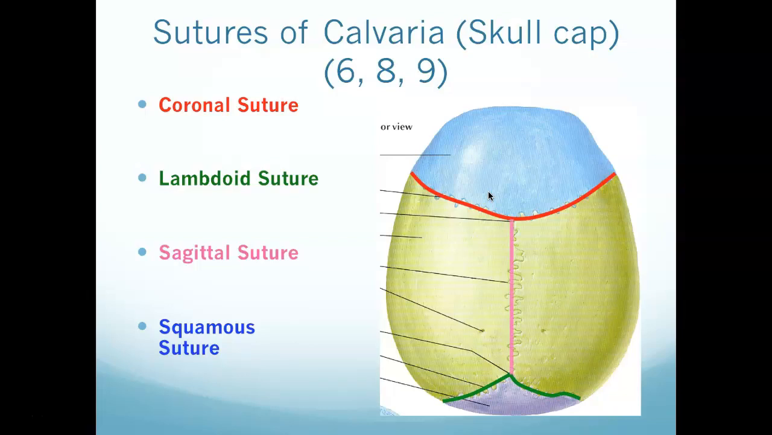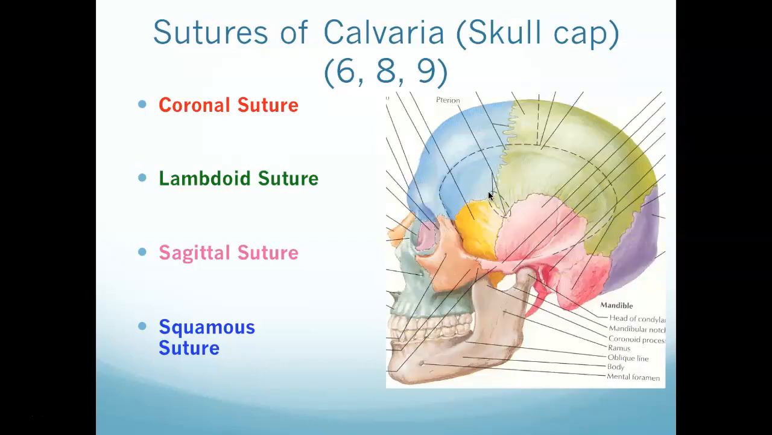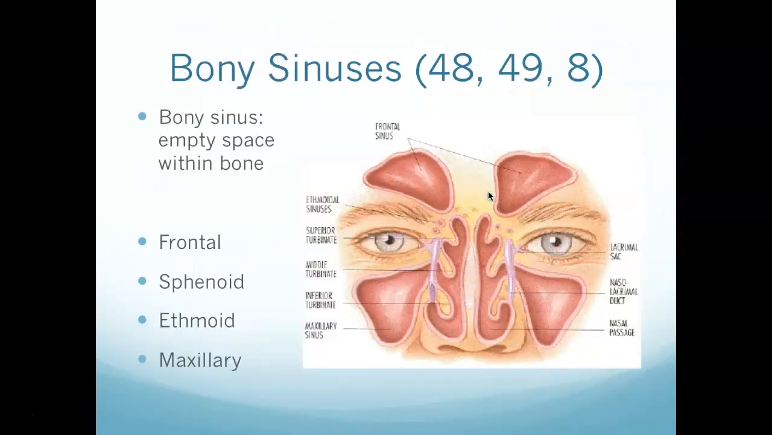And to see your squamous suture, we have to take a look at a lateral view of the skull. Just to review, here's your coronal suture, here's your lambdoid suture, and then we can now see your squamous suture, and that really sits between your parietal and your temporal bones. And the last thing we're going to talk about are your bony sinuses.